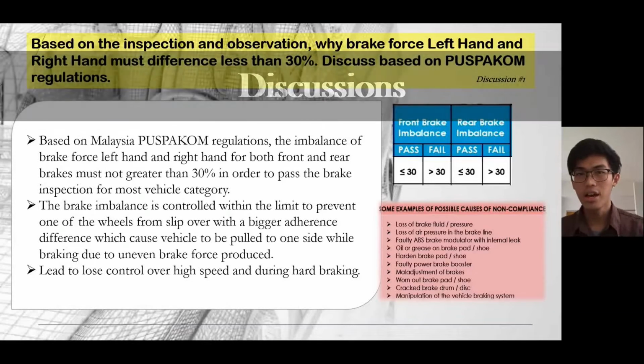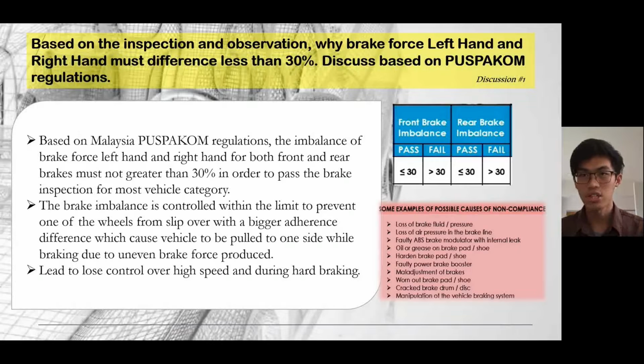My name is Joseph, and question 1 for discussion is: based on the inspection and observation, why must the brake force of the left hand and right hand differ by less than 30%? Discussed based on Puspakom regulations. Based on Malaysia Puspakom regulations, the imbalance of brake force between left and right, for both front and rear brakes, must not be greater than 30% in order to pass the brake inspection for most vehicle categories.